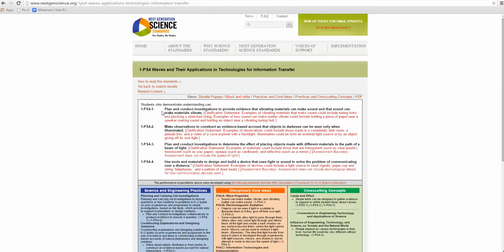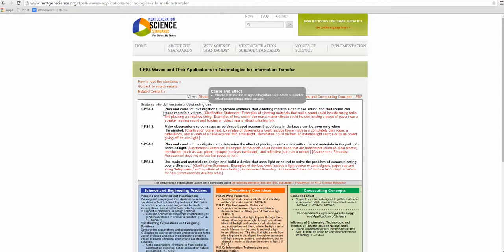All right, so look at the very first one, and it says plan and conduct investigations that provide evidence that vibrating materials can make sound and that sound can make materials vibrate. So you can see that this is exactly where we took our 1st grade STEM unit. But the nice thing about the standards being on the internet is that they are hyperlinked. So I will hover over and you'll see that this popped up for you. It has more information for you, and there's more than one pop-up, so you can just go over the entire standard and it will give you more information.